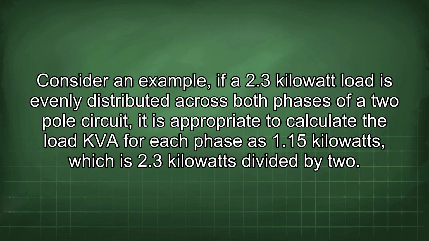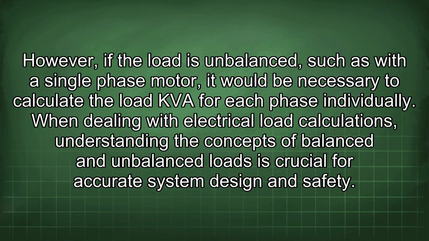Consider an example. If a 2.3 kilowatt load is evenly distributed across both phases of a 2-pole circuit, it is appropriate to calculate the load kVA for each phase as 1.15 kilowatts, which is 2.3 kilowatts divided by 2. However, if the load is unbalanced, such as with a single-phase motor, it would be necessary to calculate the load kVA for each phase individually.